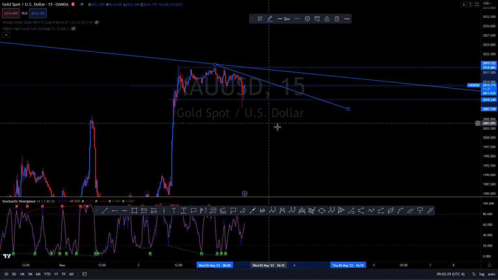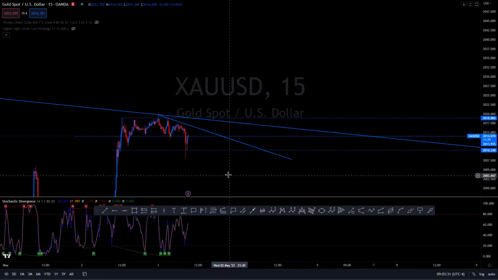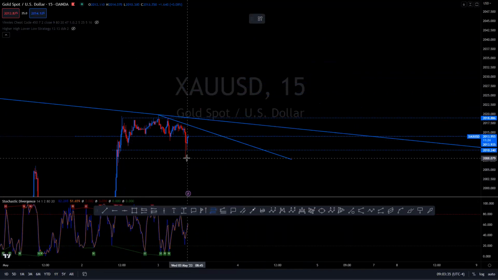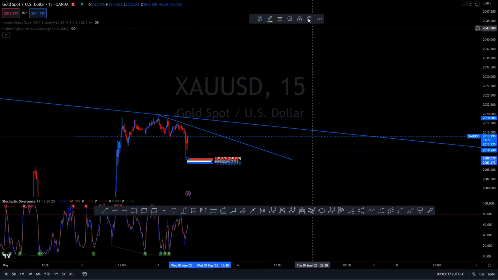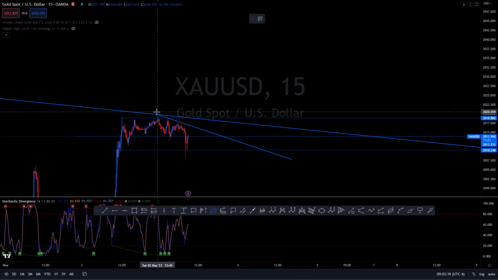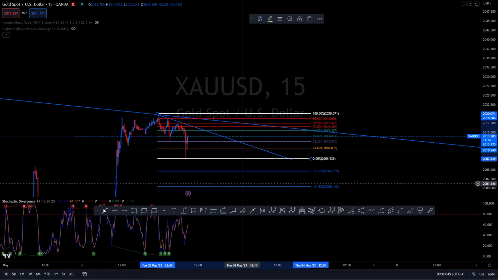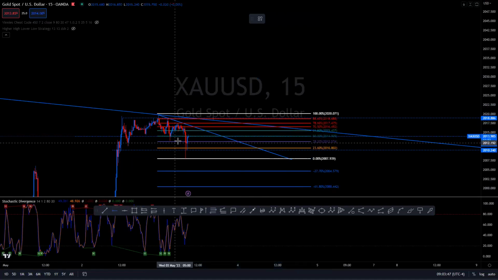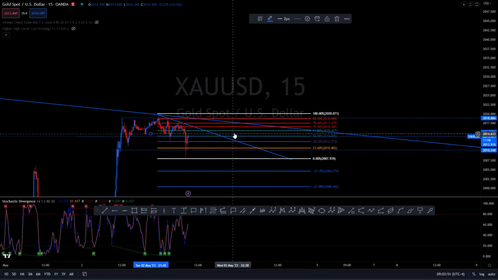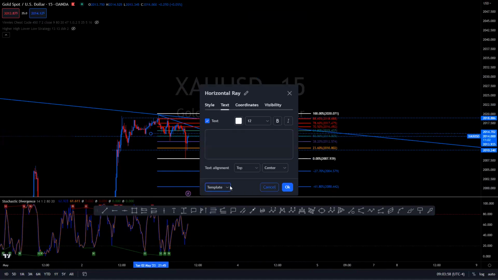because of that structure. So then what we're going to do is take Fibonacci and go from the most recent high to the most recent low here. And we're looking for price to really retest this area between this 50% and 61.8%. So I'm going to call this our sell zone.